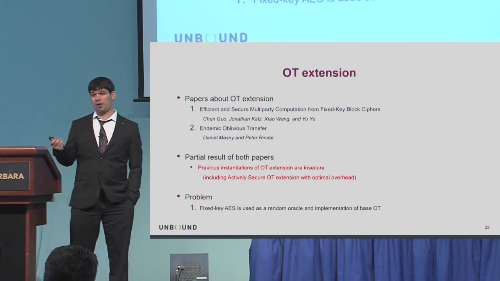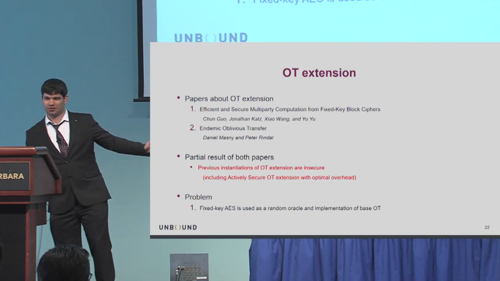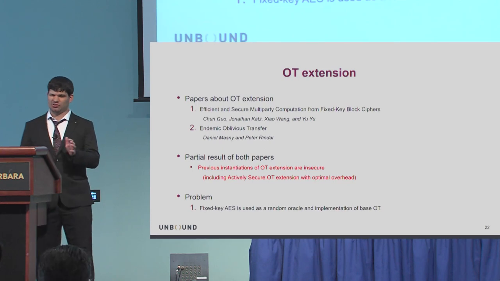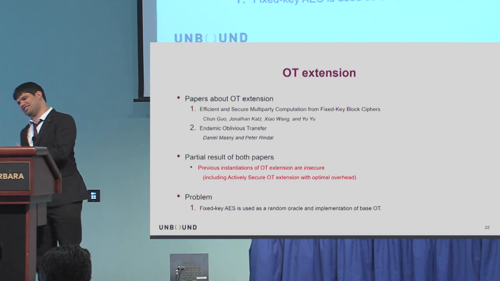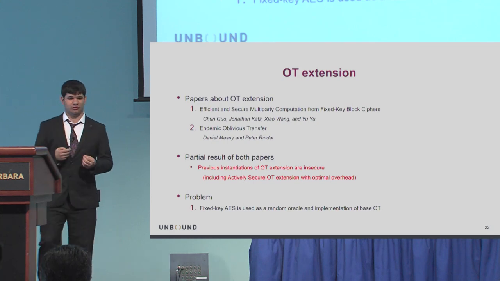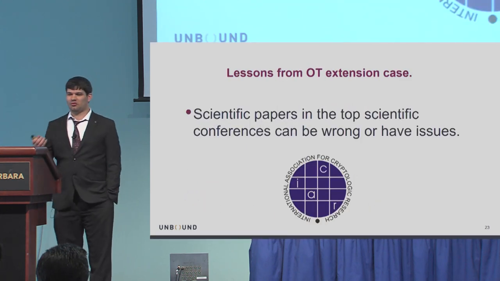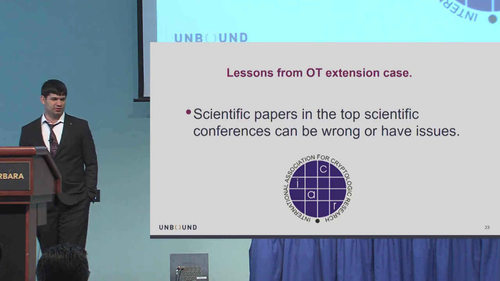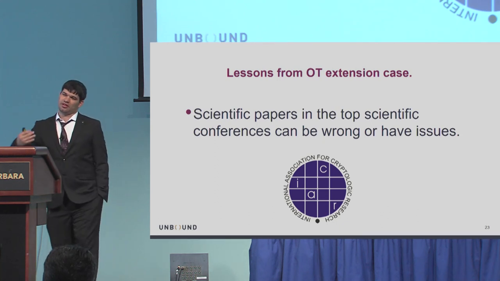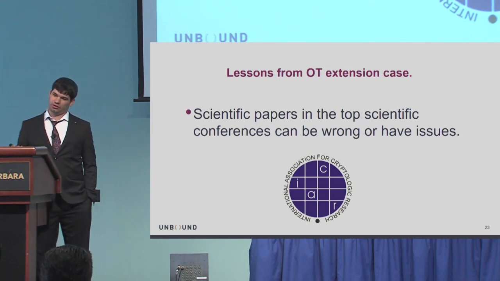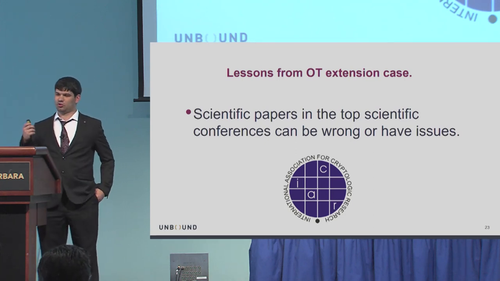In this case, two papers recently came out that both show that most OT extension protocols are insecure. It's a bit more technical than that: there are ways to instantiate these protocols that are secure and ways that are not secure, but it's still a major issue. One lesson you can learn is that papers in these conferences can even be wrong sometimes. Standardizing can help ensure that our protocols are more secure than just trying to use the conference peer review system, which has a lot of pressure.